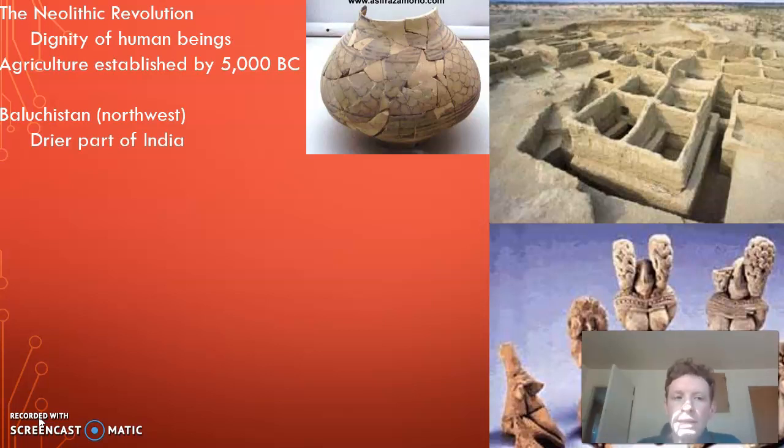Balochistan in the northwest. This is actually one of the driest parts, driest climates in India. It's hot and it's dry, and this supports the idea that the Neolithic Revolution doesn't occur necessarily because the fertility of the earth is increasing with the end of the Ice Age. That is now more associated with the Paleolithic period, the period when human beings are living as hunter-gatherers. In fact, the Neolithic Revolution occurs because the fertility of the earth is actually slowing down.